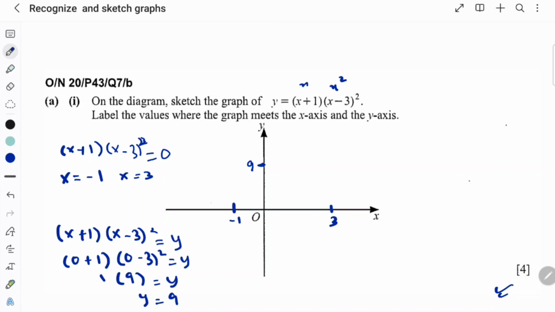Okay, now it's positive x cubed, so the curve will be like this. Now we are going to join the points. This is the curve for this equation. All right, you need to make the curve at this point, which I couldn't make. Okay, that's better.